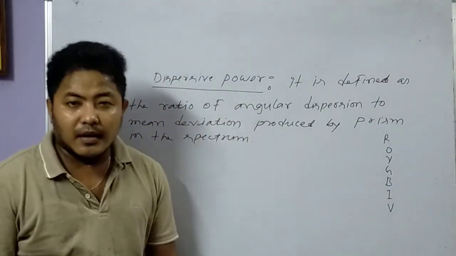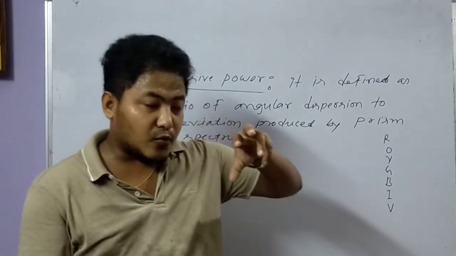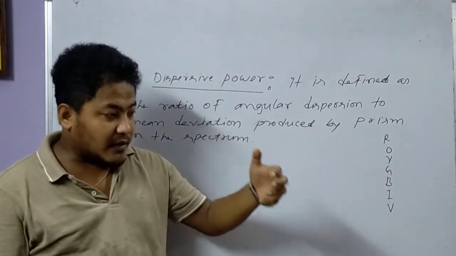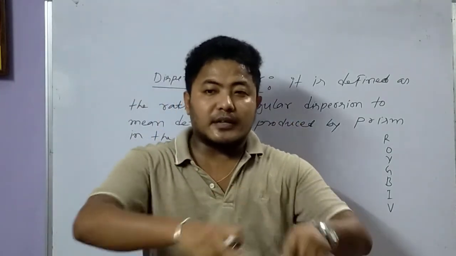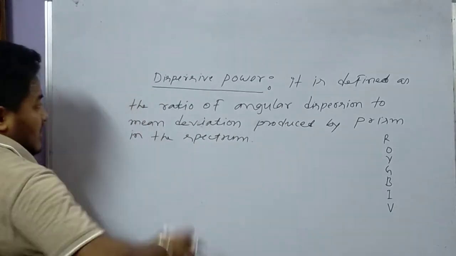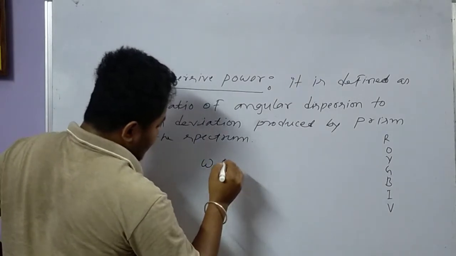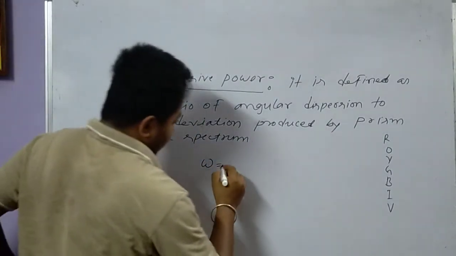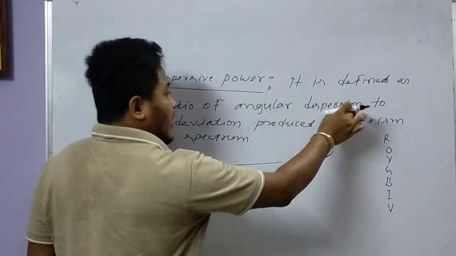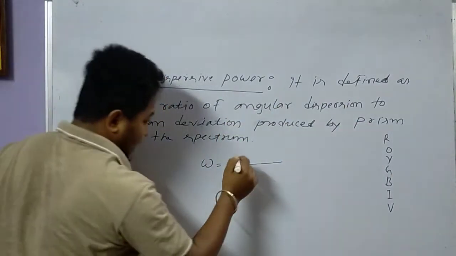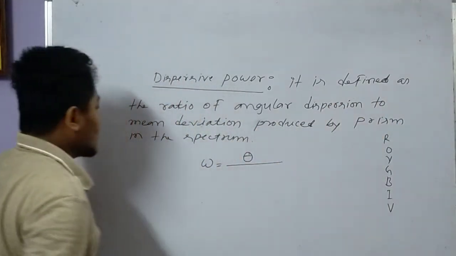Okay, spectrum means what? When you got the prism and white light was incident on it, and after passing through the prism, 7 colors came out together. The whole arrangement of those 7 colors you can say is a spectrum. That means dispersive power is expressed as omega. It is defined as the ratio of angular dispersion, which we found as theta, to mean deviation produced by the prism in the spectrum.